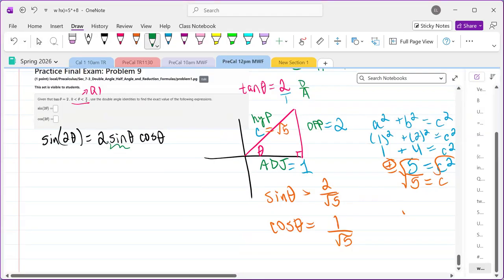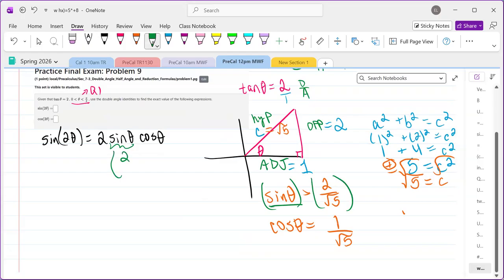So when I'm filling out sine of theta, I know sine of theta is the same as 2 over the square root of 5. This is not theta. 2 over the square root of 5 is a ratio of two sides. Theta is an angle. So the sine of theta, the whole expression, can be replaced with 2 over the square root of 5. Likewise, the cosine theta can be replaced with 1 over the square root of 5.